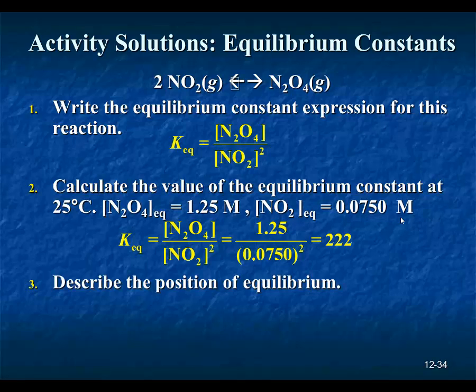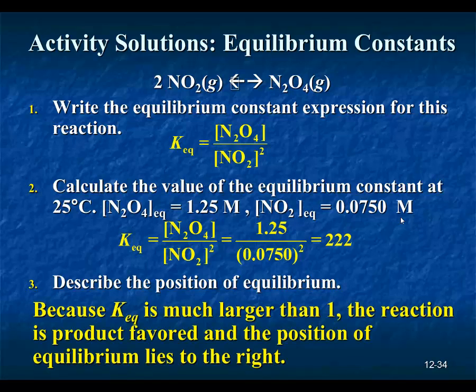Okay, so if I were to describe the position of equilibrium, I'd say I favor forming products as the reaction is written. Okay, because that equilibrium constant is larger than 1. So I favor the right-hand side of this equilibrium process. So equilibrium lies to the right.